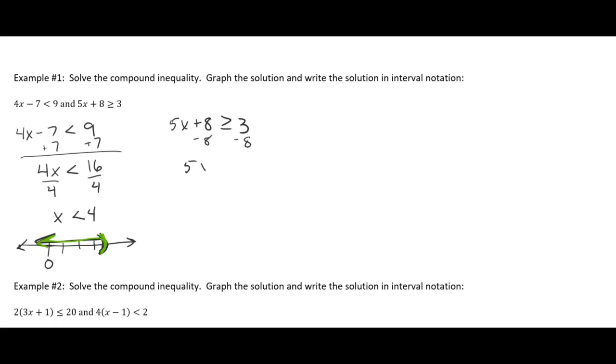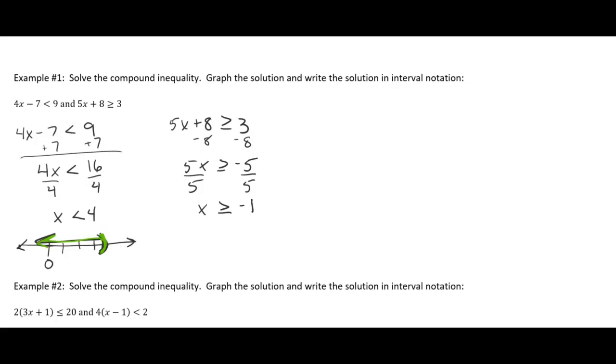And we get 5x is greater than or equal to negative 5. And so we're going to divide by 5. Now we did not divide by a negative number, so the inequality is going to stay the same: x is greater than or equal to negative 1.